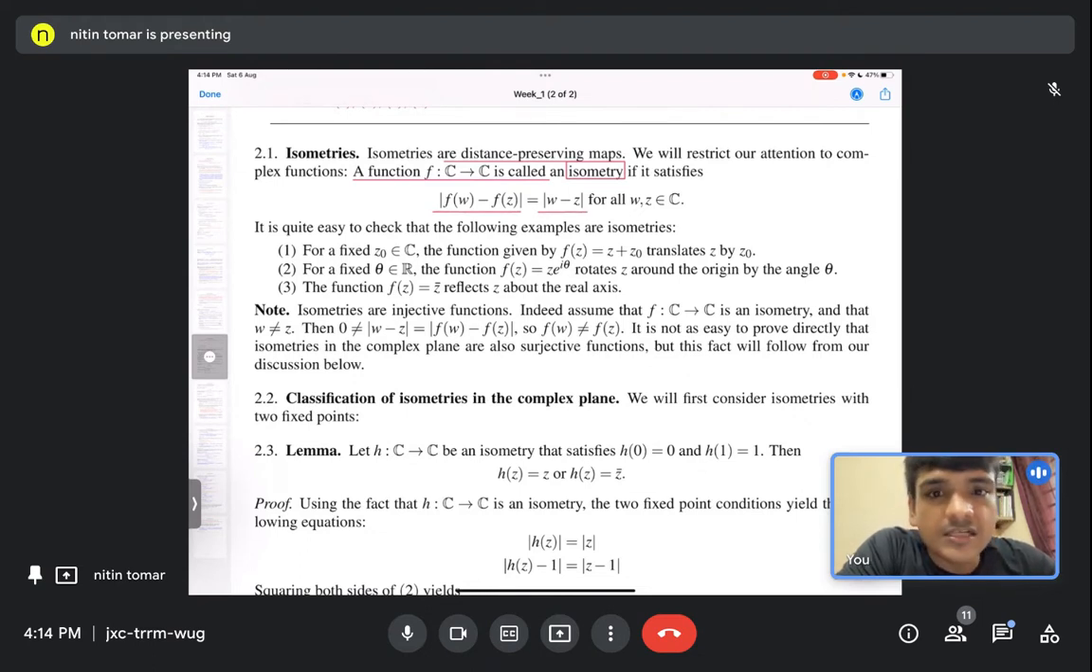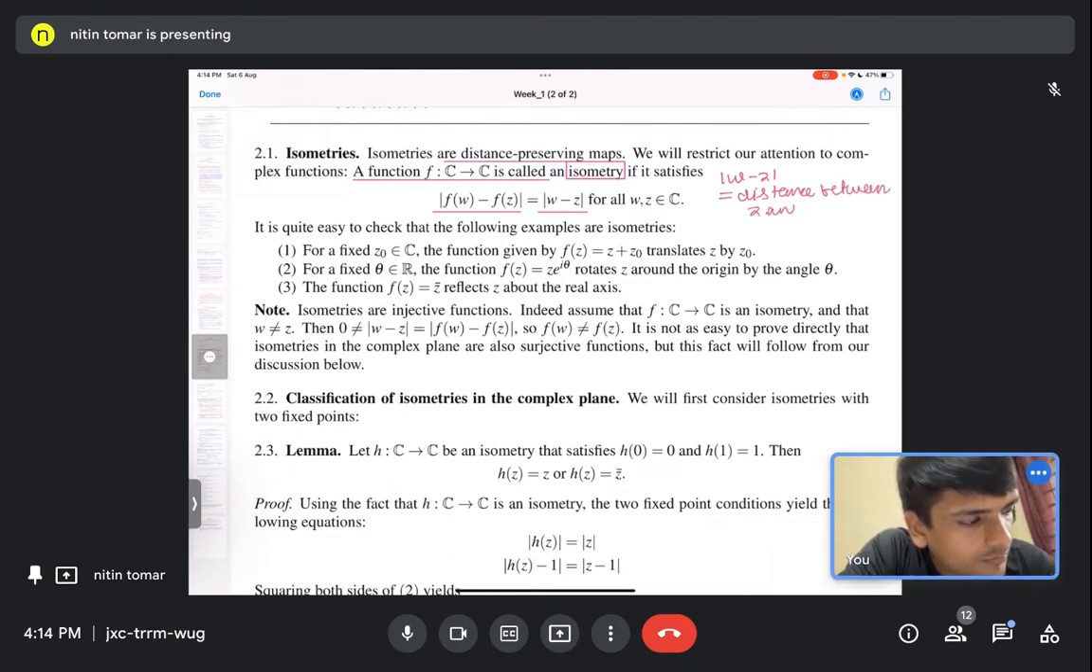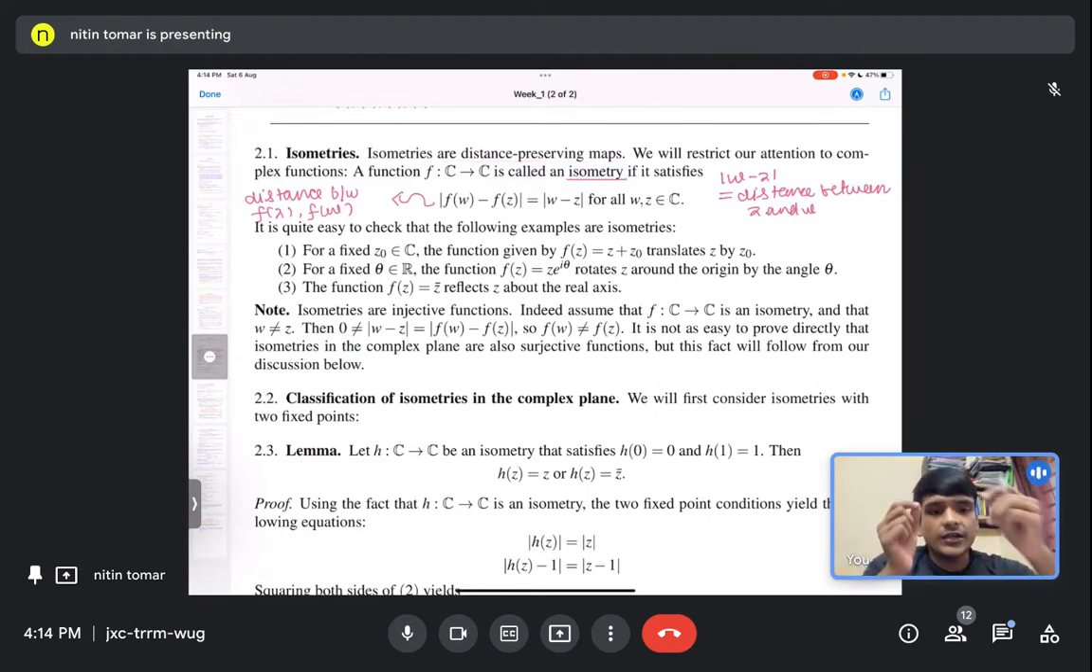Now, how is this a distance preserving function? What is mod w minus z? It is the distance between z and w, right? And what is f(z) minus f(w)? It is the distance between f(z) and f(w), right? Now isometry says, if a function is an isometry, you take any 2 points in the domain.